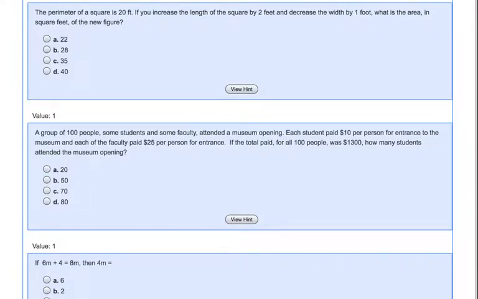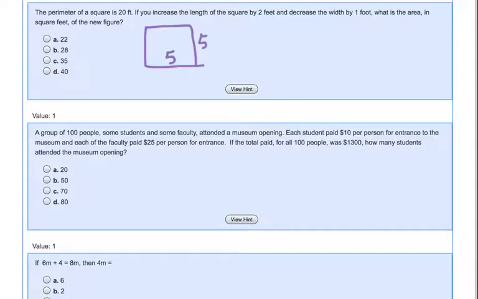For question 3, the perimeter of a square is 20 feet. If you increase the length of the square by 2 feet and decrease the width by 1 foot, what's the area in square feet of the new figure? First of all, we need to draw that square. And the perimeter of a square is 20. That means each side is 5.